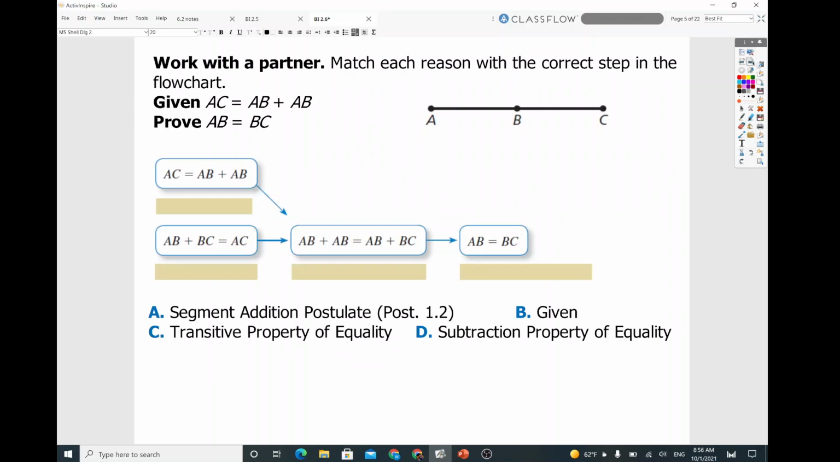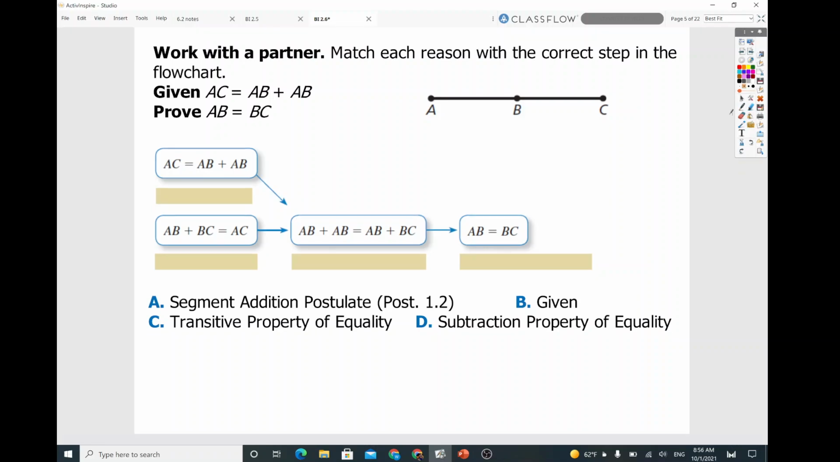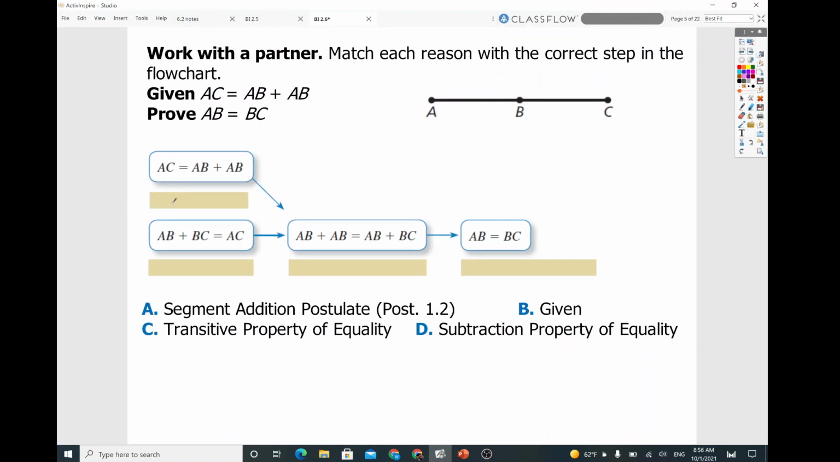Now let's look at this one, which is a flow chart. Given the statement AC equals AB plus BC, this one obviously uses the segment addition postulate. So you start off with the given, which is B right here. The next one shows that AB plus BC equals AC. As you can see in the diagram, AB plus BC involves the segment addition postulate, post 1.2 from section 1.2, so this one is A.